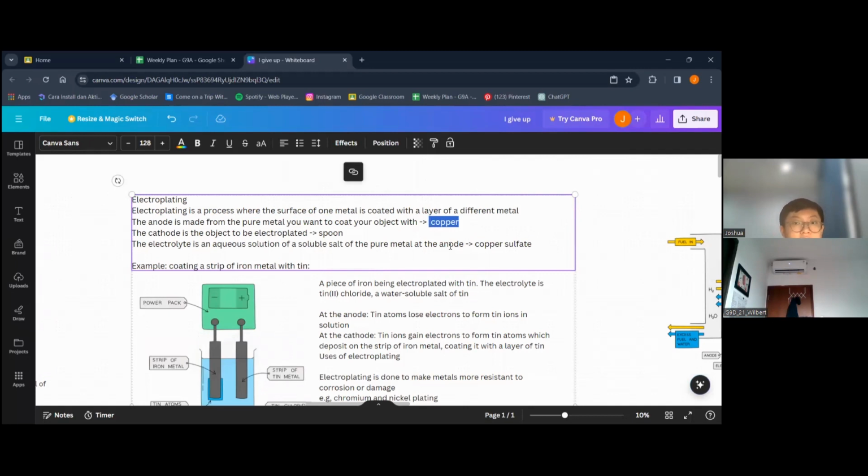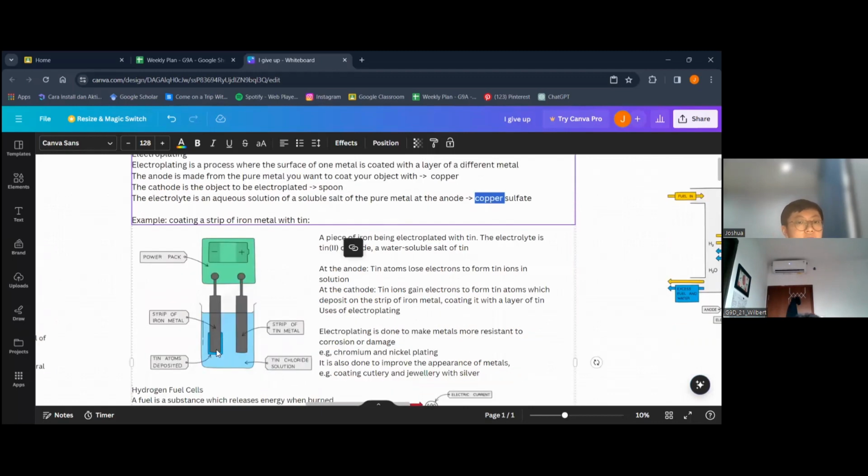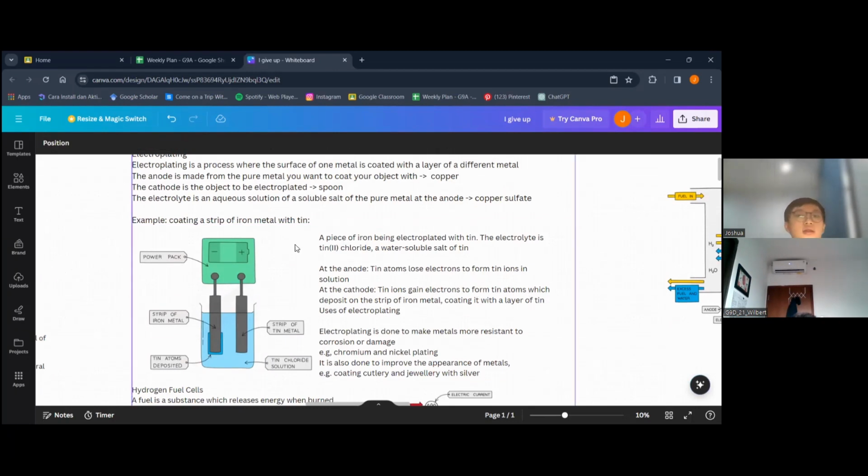And gradually, as electrolysis occurs and the spoon gets coated with the copper, the electrode will start shrinking. And to avoid it from completely disappearing, the copper sulfate will keep it in shape and continue compensating for the loss of copper as the spoon gets coated.